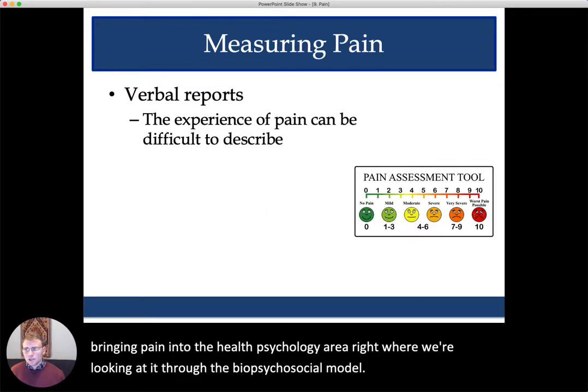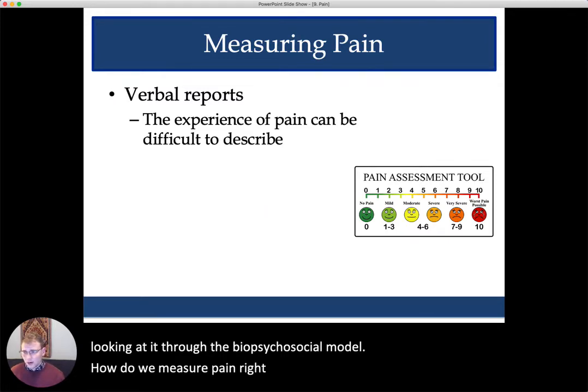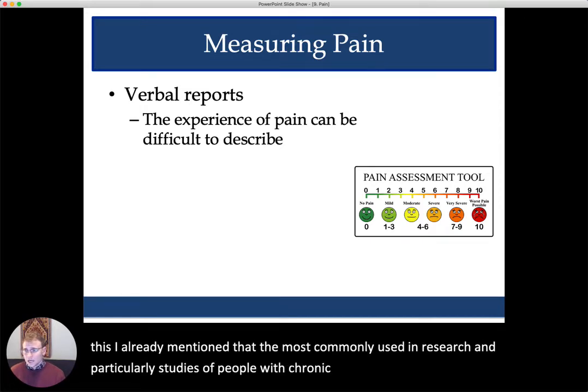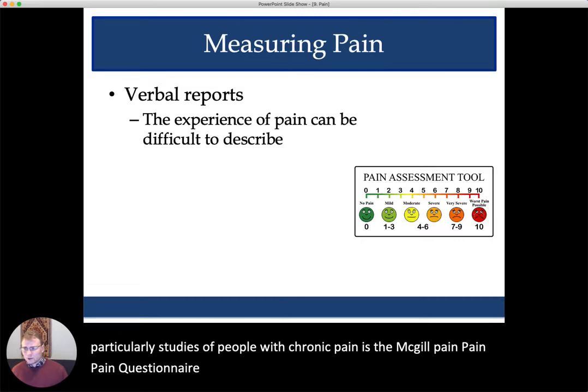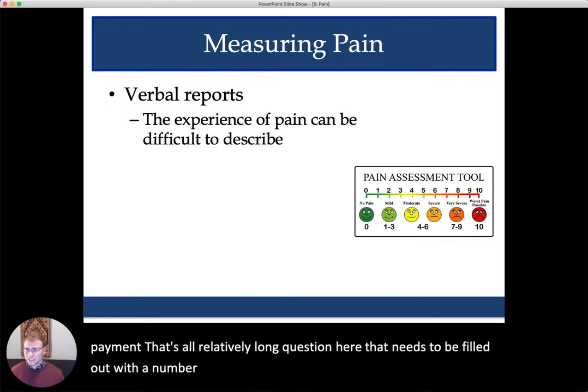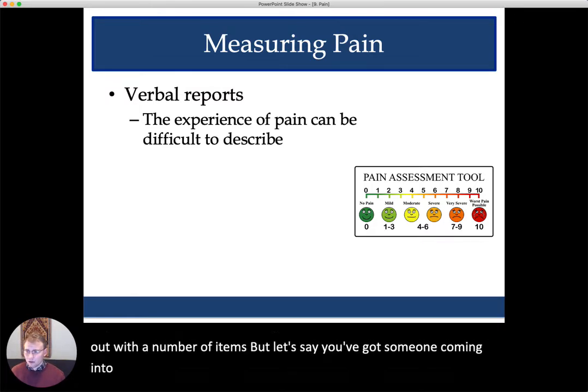How do we measure pain, right? There's many different ways we can do this. I already mentioned that the most commonly used in research, and particularly studies of people with chronic pain, is the McGill pain questionnaire. But there's also other ways that we try to assess pain, right? That's a relatively long questionnaire that needs to be filled out with a number of items. But let's say you've got someone coming into the ER with an injury and you want to get a quick assessment of their level of pain, right?